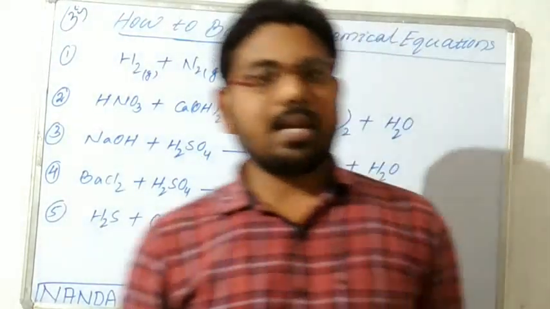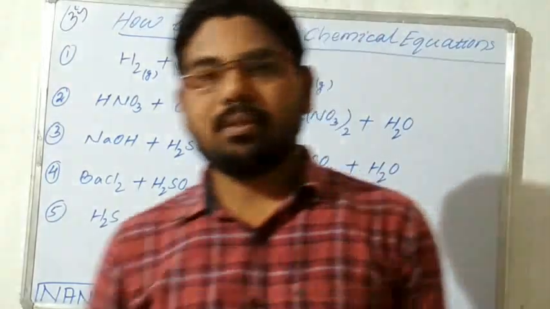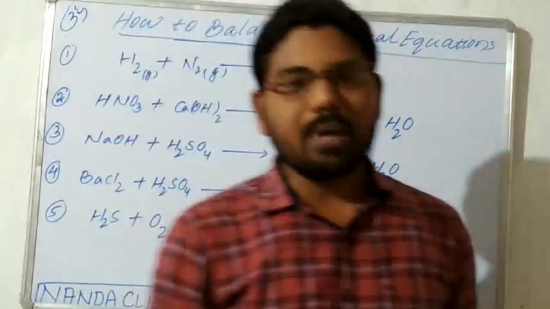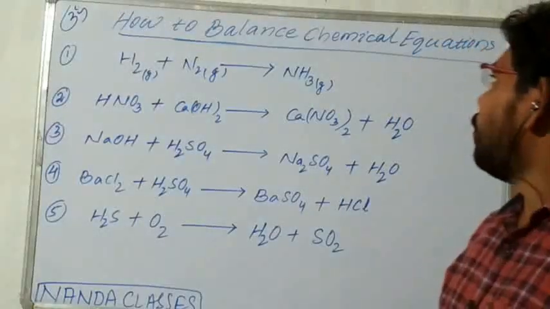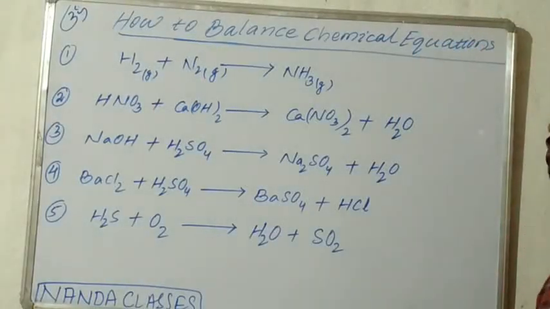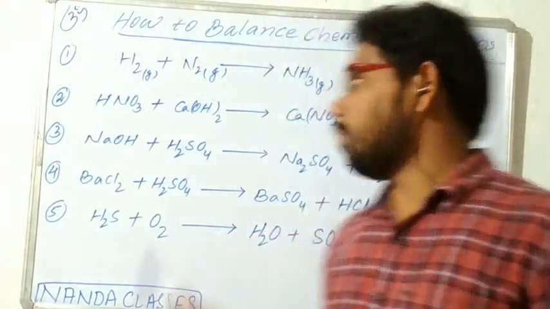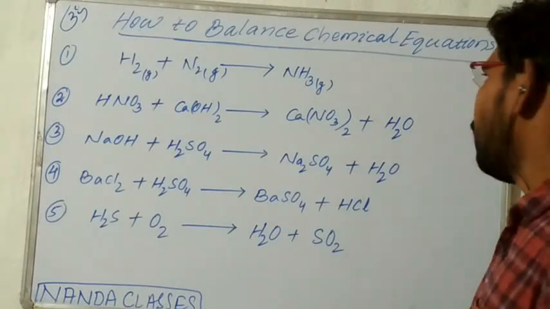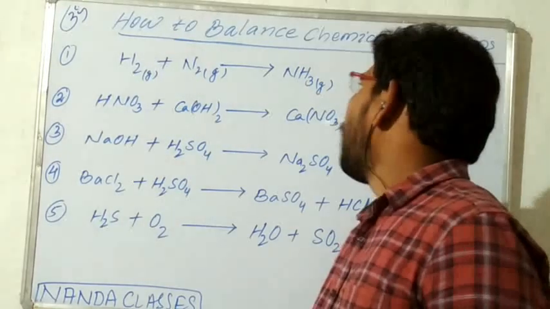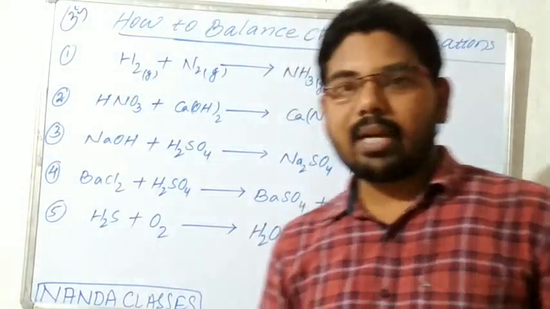Today we discuss class 10 chemistry, chapter 1, chemical reactions and equations. In the last class we discussed most of this chapter. Now we discuss how to balance a chemical equation. This is the most important part. Most students are confused about how to balance a chemical equation. So first of all, let us know what a balanced chemical equation is.